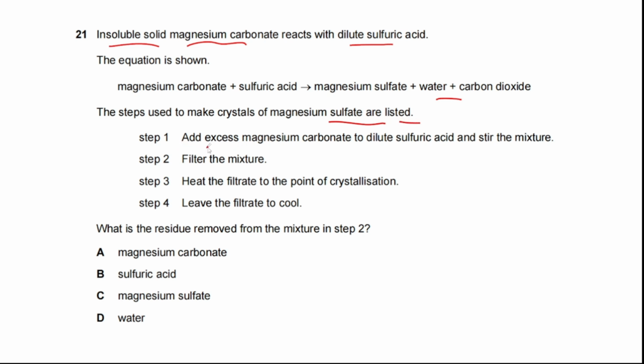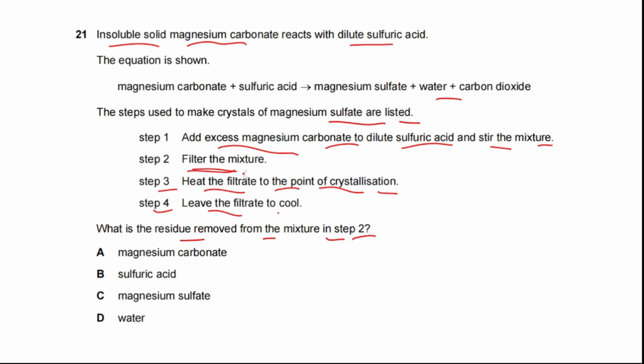So step 1 is add excess magnesium carbonate to dilute sulfuric acid and stir the mixture. Step 2, filter the mixture. Step 3, heat the filtrate to the point of crystallization. Step 4, leave the filtrate to cool. What is the residue removed from the mixture in step 2?